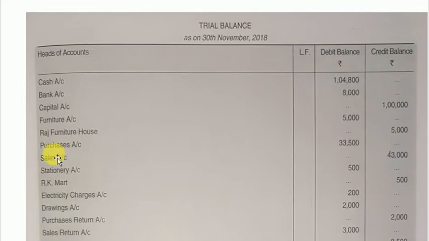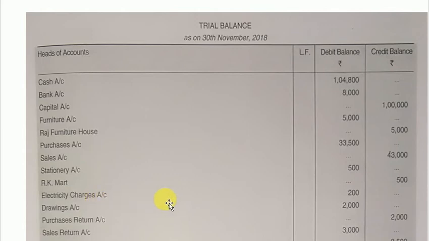The next is the purchase account, which is always a debit balance, 33,500 here in this question. The sales account, according to this question, is appearing on the credit side, because sales is always a credit. When you prepare a ledger, you will always get the balance mainly on the credit side. Then it is the stationery account. Stationery account is appearing at 500 because it is an expense, so it has to have a debit balance. Then it is RK Mart, which is appearing in the credit column. That means RK Mart is a creditor of this business.